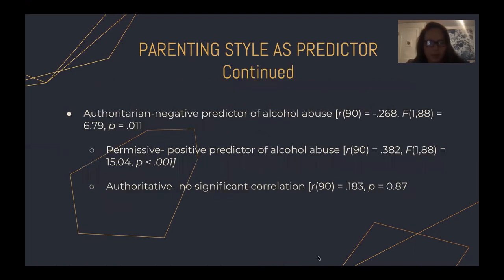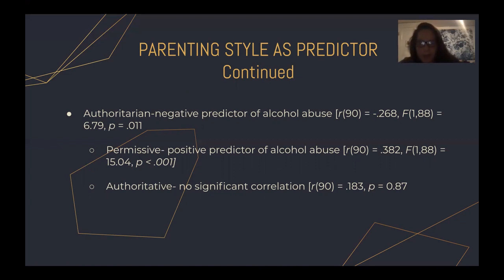And then going into our next variable with these correlations, we tested to see if parenting styles were predictors of alcohol abuse. So first off, permissive parenting ended up being a positive predictor of alcohol abuse with a p-value of less than 0.011, meaning that there was significantly higher alcohol abuse when this parenting style was present.